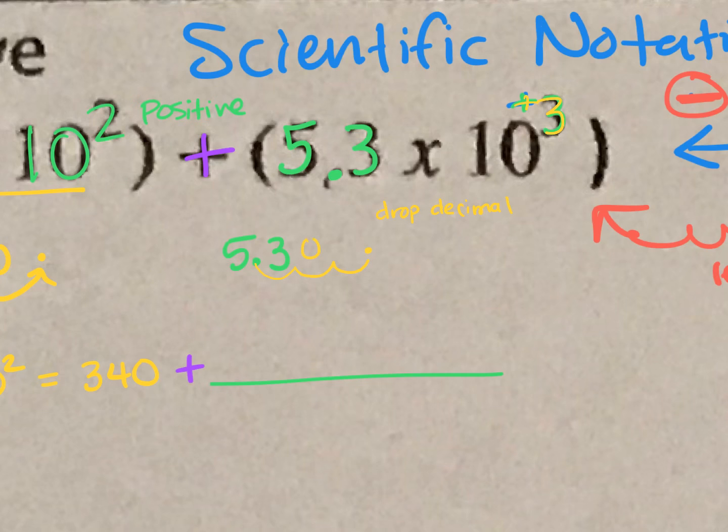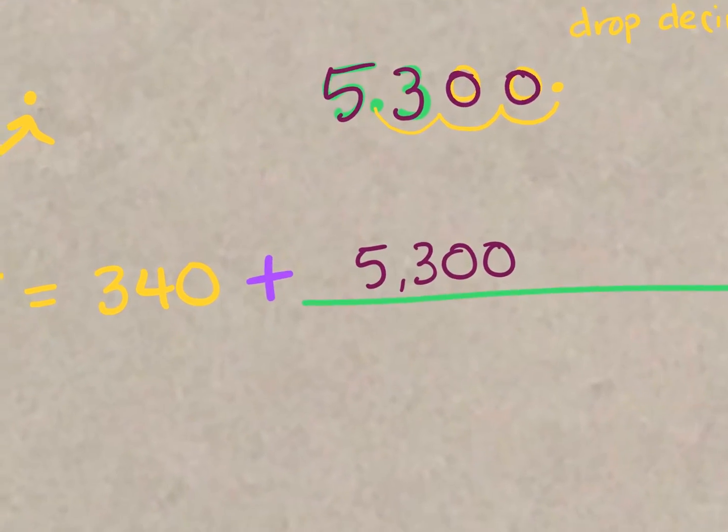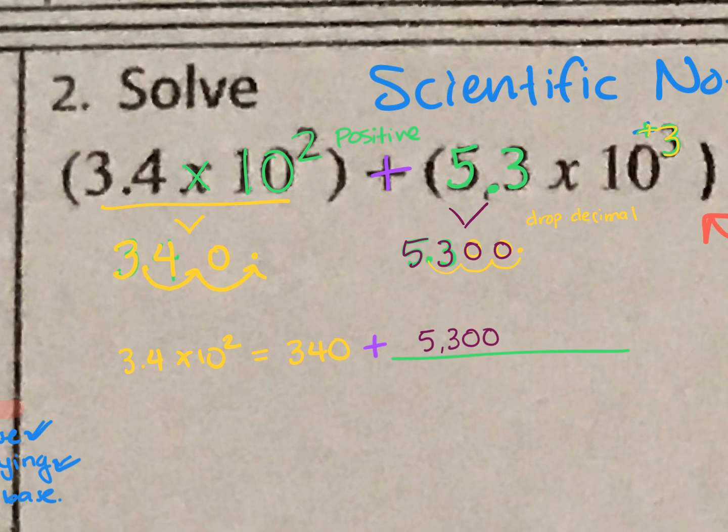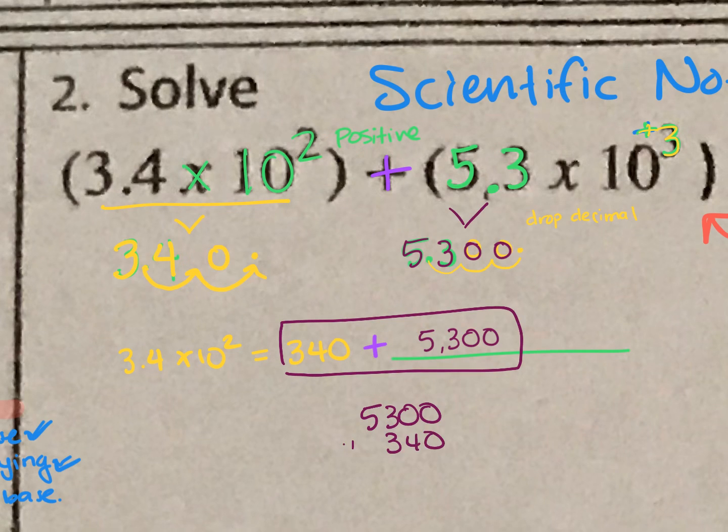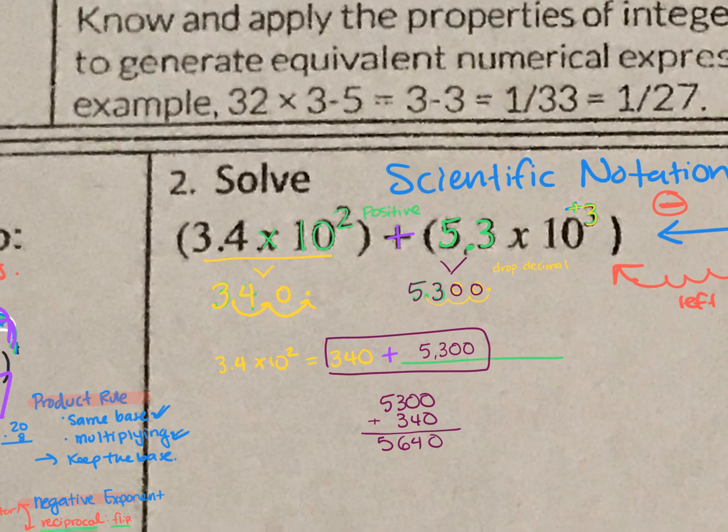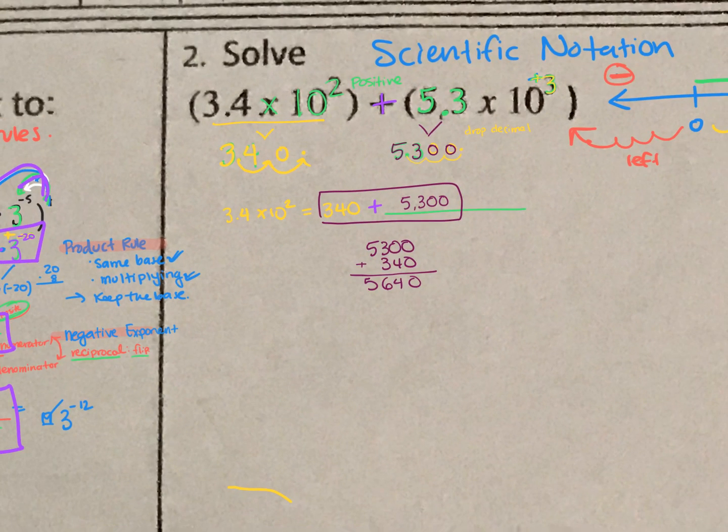Okay, and so what number is this? Put your tens place. Now this is 5,300. See? So that's a very fancy way of writing that number. So now you just have to do this math. 5,300 plus 340 is 5,640. Okay? So what did you learn?